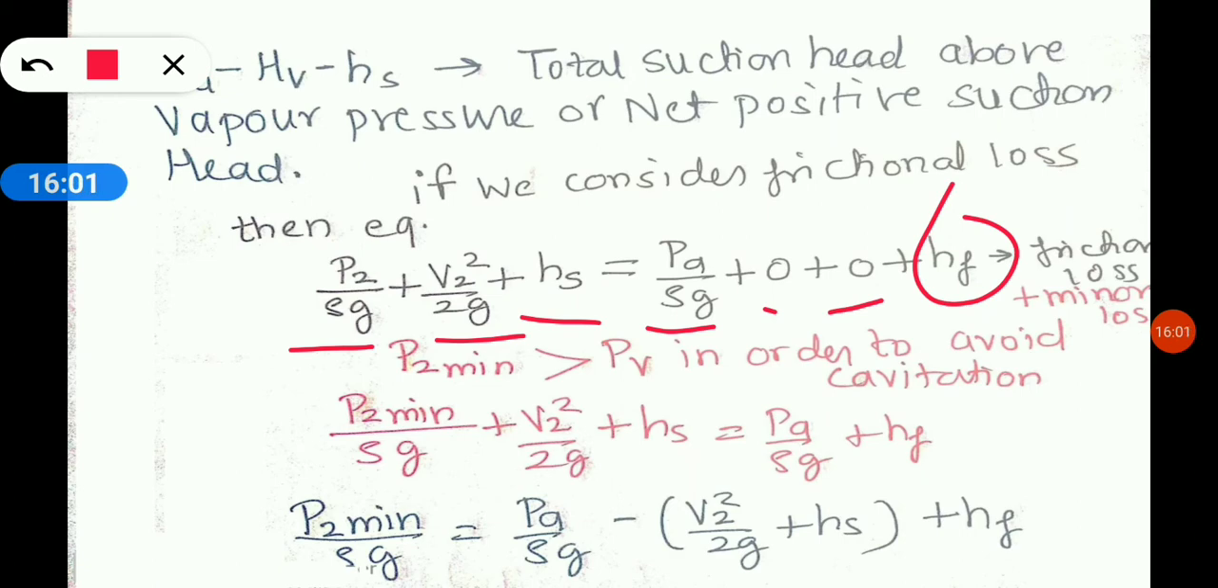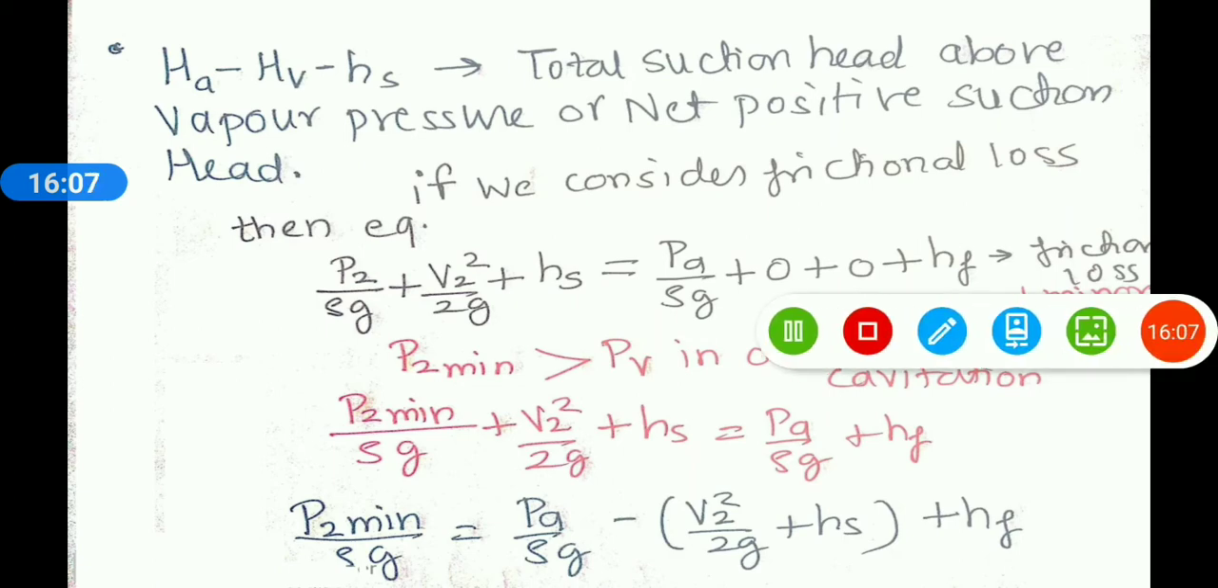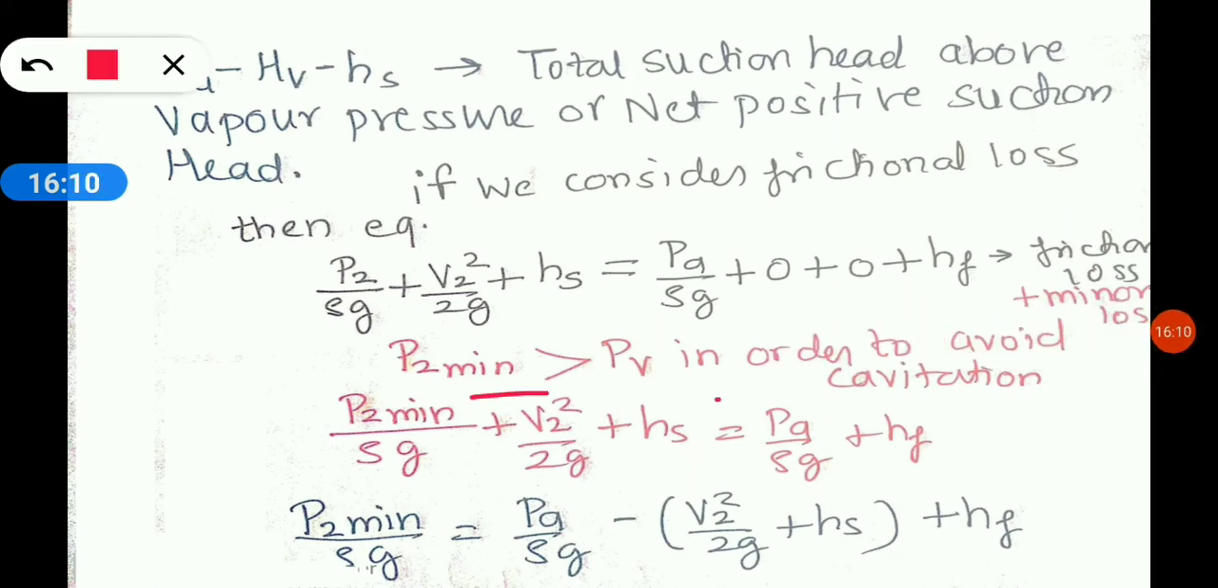So now, what is the condition? The condition is that the minimum pressure which is generated in the turbine should be greater than the vapor pressure, in order to avoid cavitation. So here we will write P2 minimum, because that will give us the condition at which the cavitation will begin. So P2 minimum by rho g plus V2 square by 2g plus hs is equal to Pa by rho g plus hf. Now one thing you should see is that this hf, the loss, is actually favorable for us. It is actually delaying or trying to avoid the cavitation.